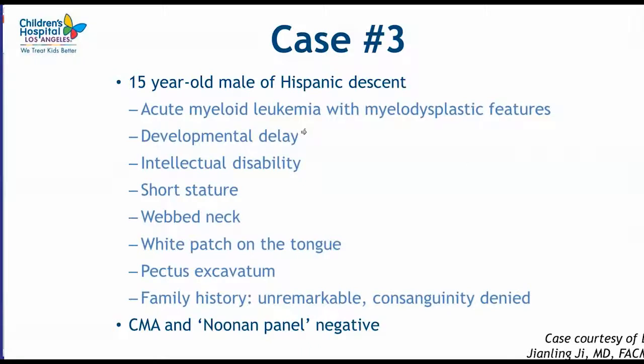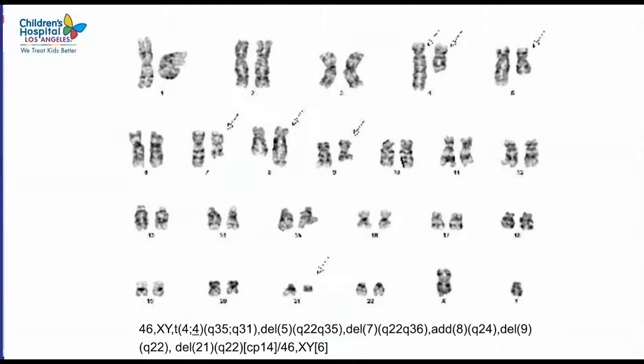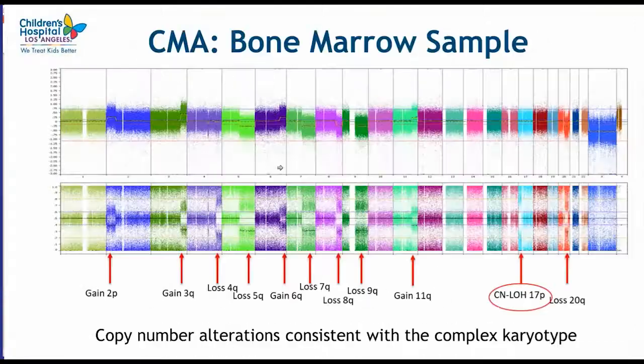And the patient has some other phenotypes: developmental delay, short stature, and some previous genetic workup was done. Array was done and a Noonan panel, but all the findings were negative. So this is just showing a very complex karyotype of the leukemia clone. As I said, very rare to see this in young patients.